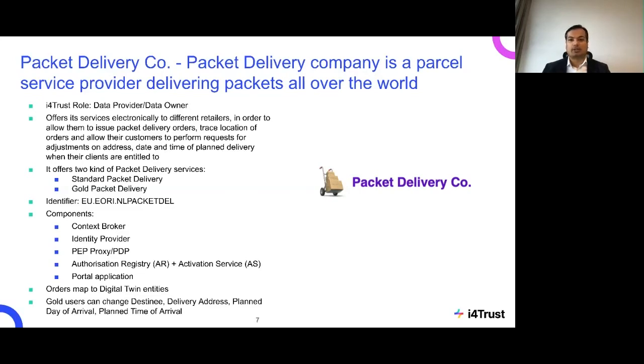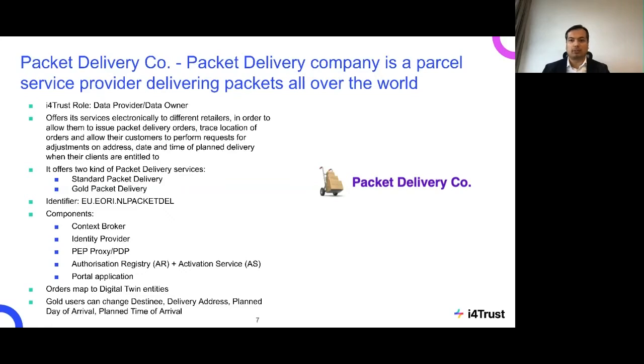But as a data provider, it of course has to implement a context broker. It needs an identity provider for its own employees, so that they can identify themselves when connecting to other participants like the marketplace, for example. It also hosts, or needs, an authorization provider, so that it can store the procured authorizations, as we will see in the demonstration. Then it will be more clear.